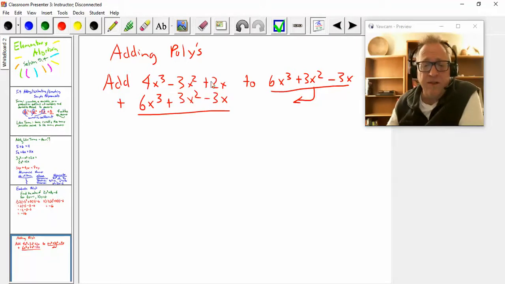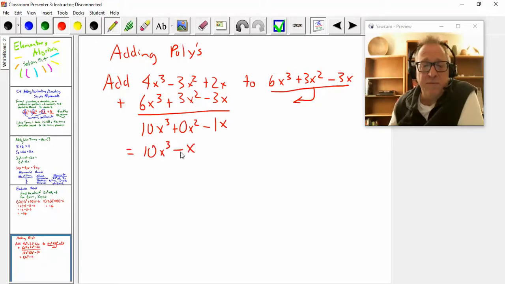And now I just add up and down. I'm going to start at the left. Suggest you do the same thing. Let's see, we got 4 apples plus 6 apples. We got 10x cubed. We've got minus 3x squared plus 3x squared. It's going to be 0x squared. That term drops out. And we have plus 2x minus 3x. That makes minus 1x. And I'll just clean that up a little bit. 10x cubed minus x. There's our answer.